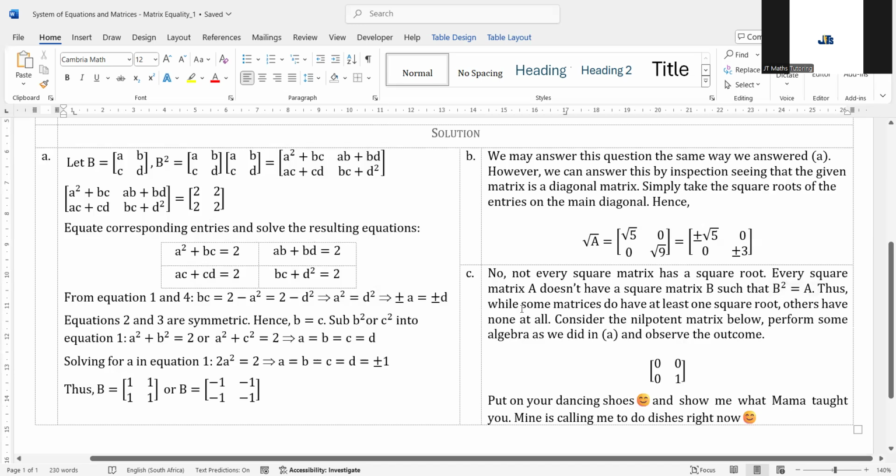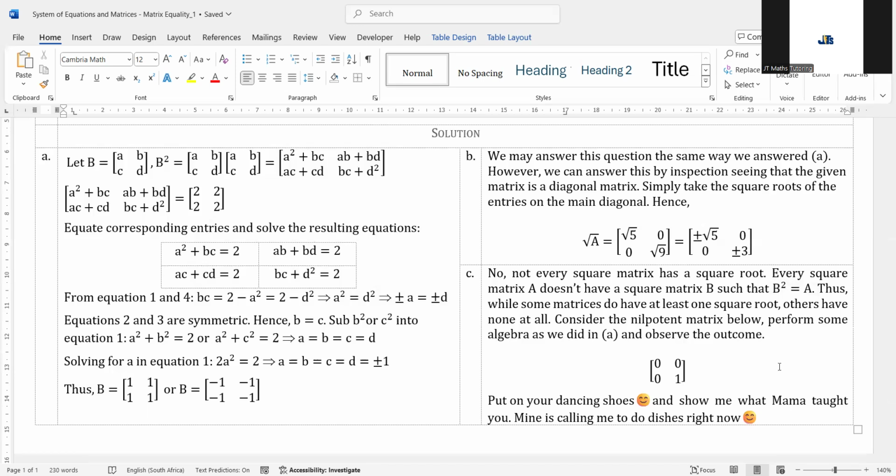Not every square matrix A has a square matrix B such that B squared is equal to A. Thus, while some matrices do have square roots, consider this nilpotent matrix below. Perform some algebra, which we have just done in part a, and observe the outcome.